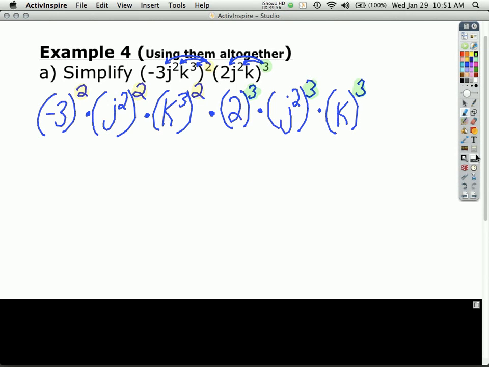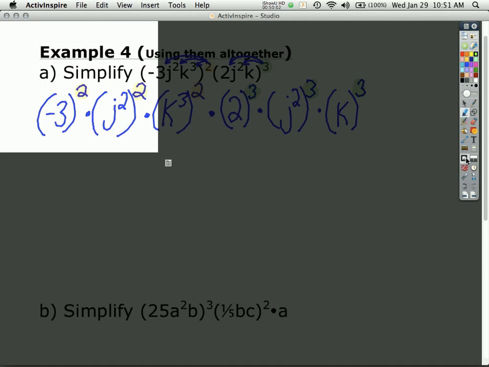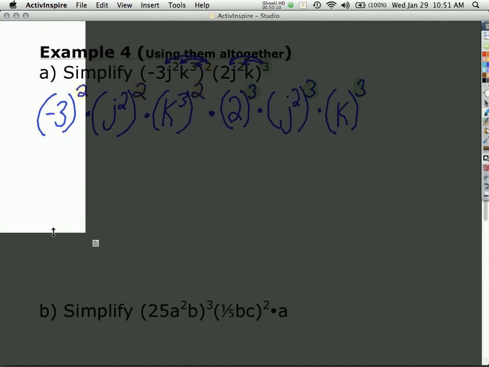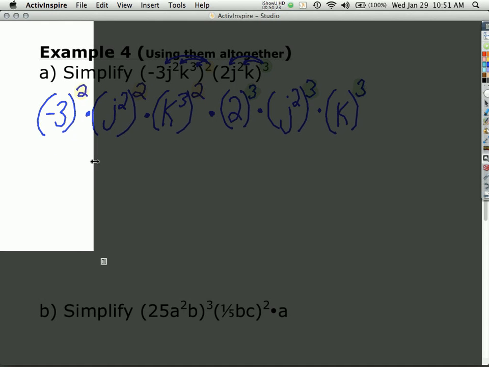Now we want to simplify each factor. So you can think of it like this. What's negative 3 to the second power? Negative 3 to the second. Alicia? That's 9. So underneath it, we're going to write 9.